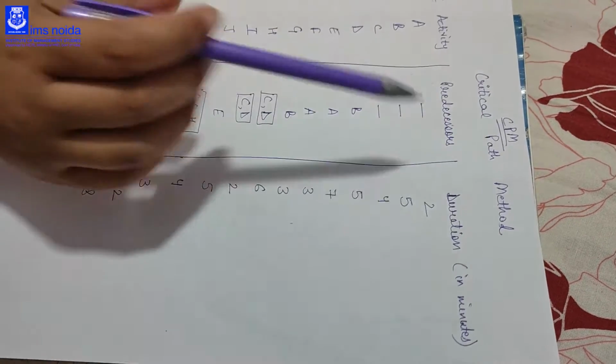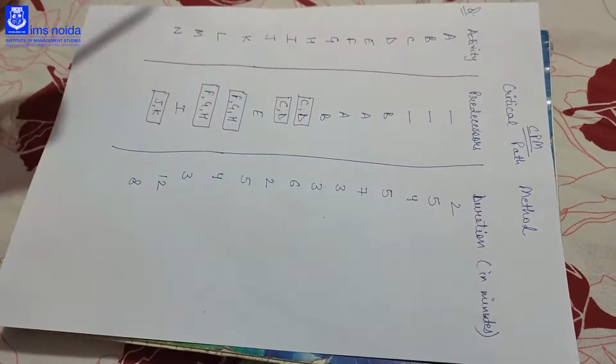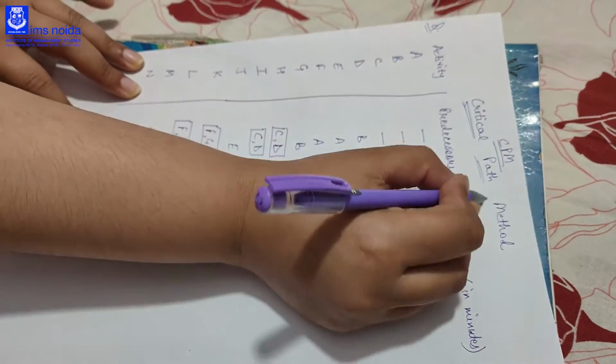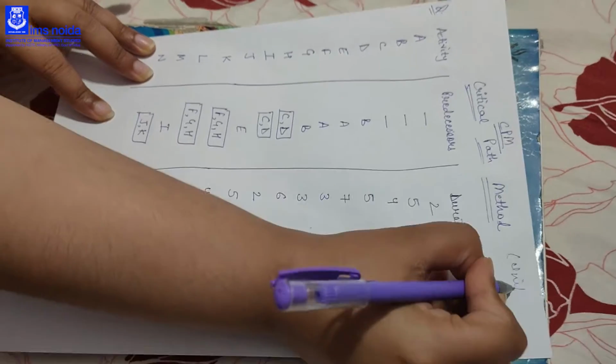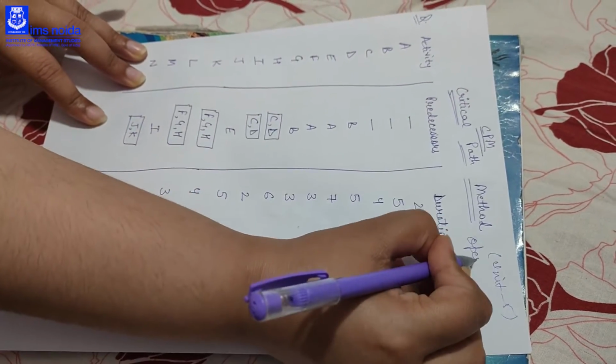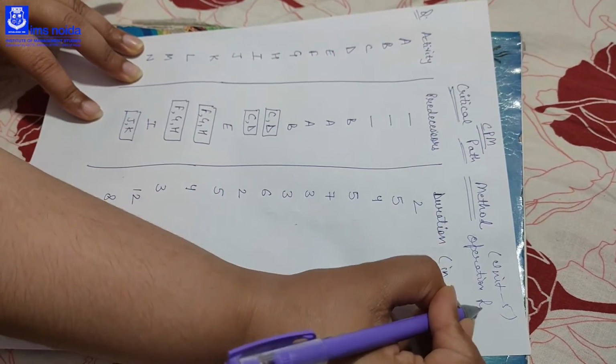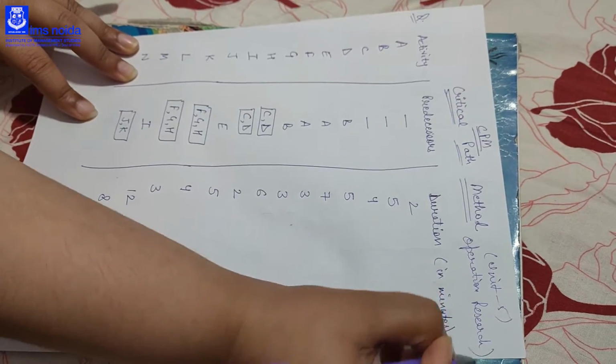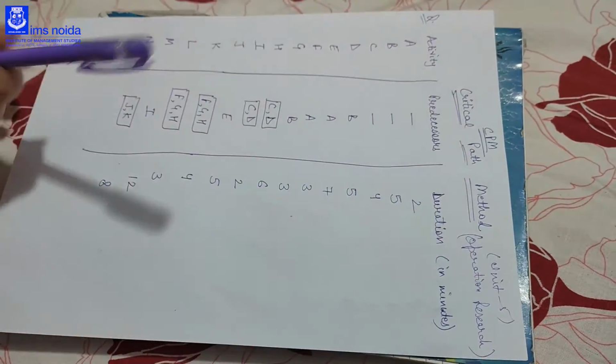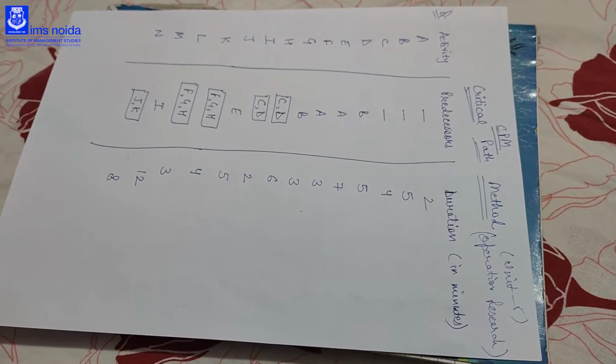Going to study CPM, critical path method. This is the topic of unit 5 of your operations research subject. This is the question of the critical path.